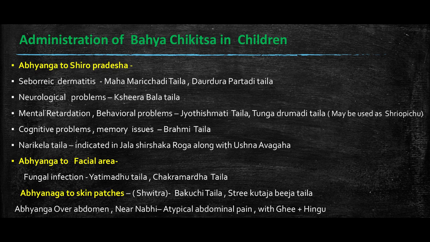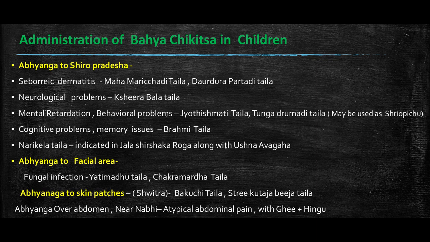If mental retardation and behavioral problems are there in the children, then go for daily Shiro Abhyanga, Abhyanga to the Shiro area using Jyotishmati Taila or Tungadrumadi Taila. The same can also be used as Shiro Pichu. Otherwise, go for Shiro Abhyanga. For cognitive problems and memory issues, Brahmi Taila is good. Then, Narikela Taila is indicated in Jalashishya Roga by Vaidya Ratnavali along with Ushna Avagaha.